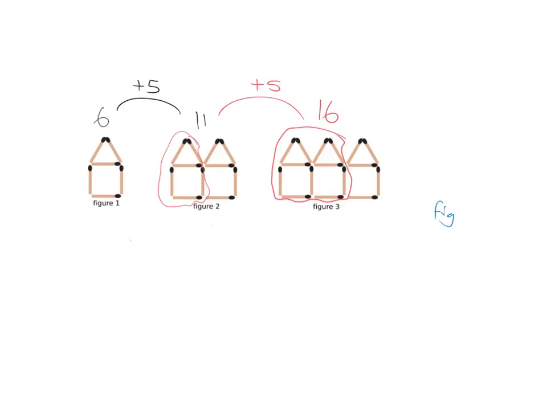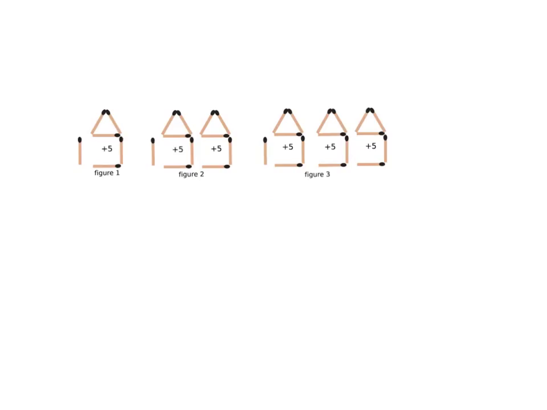And then you can quite easily picture what would happen for figure 4. Because if you picture figure 4, it's going to have everything that was in figure 3, and then you're going to put on those 5 more matches around the side, and so you're going to have 21. And this sort of way of seeing a pattern is going to help us figure out how many matches are in the 100th pattern.